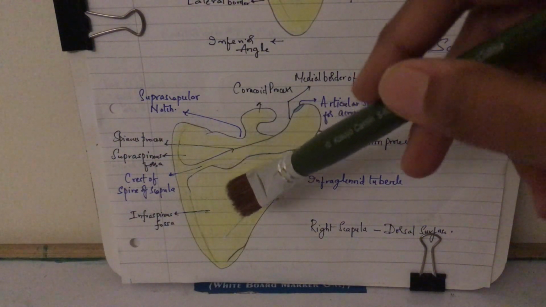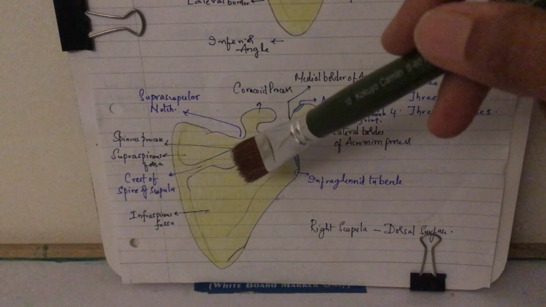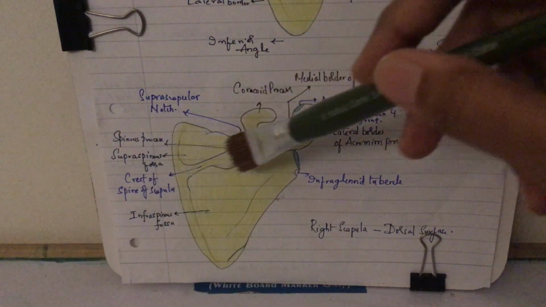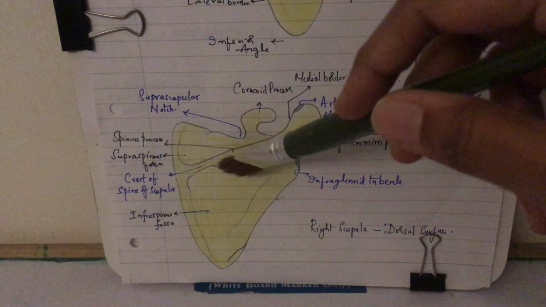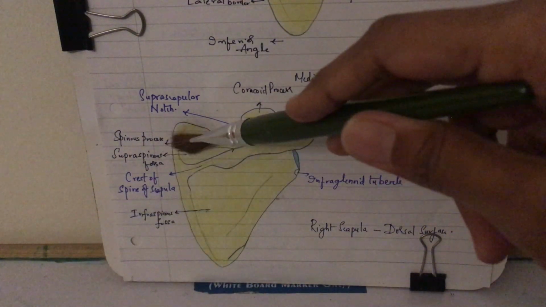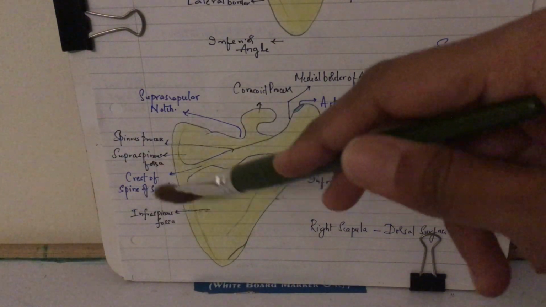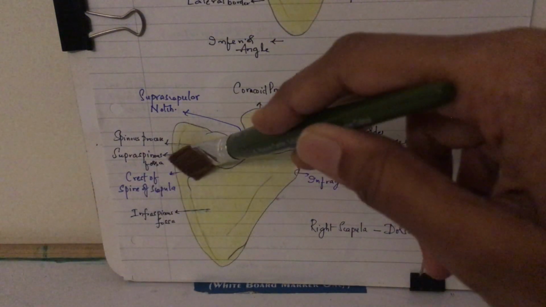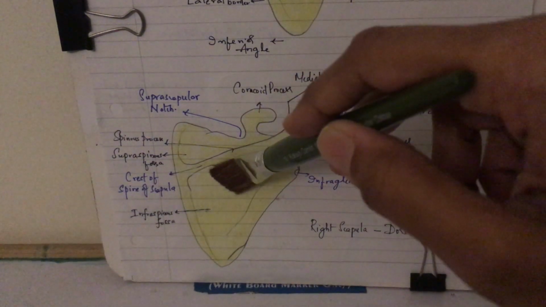The other one which we have to remember is the spinous process. The spinous process divides the dorsal surface of the scapula, as we told, into supraspinous and infraspinous fossa. The posterior border of the spinous process is called the crest of the spine.